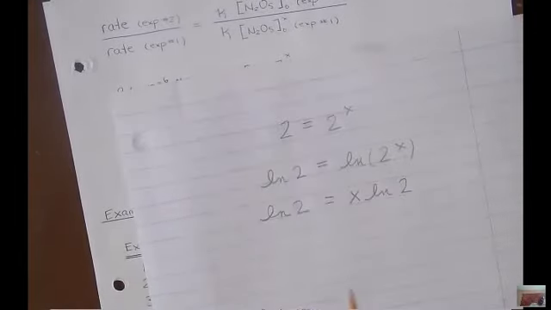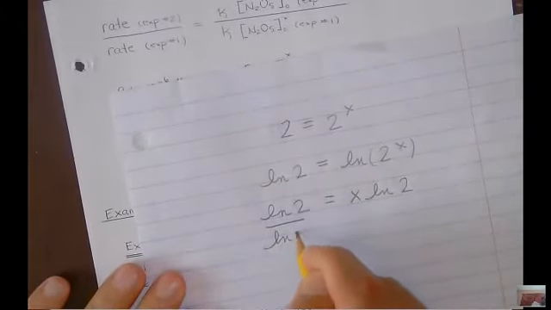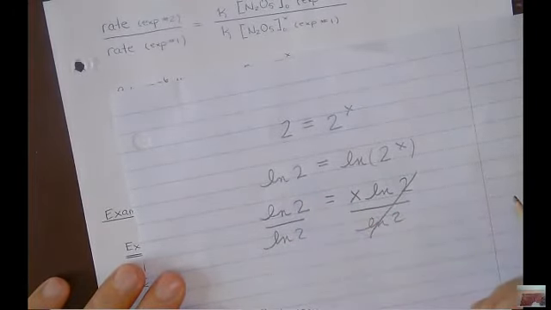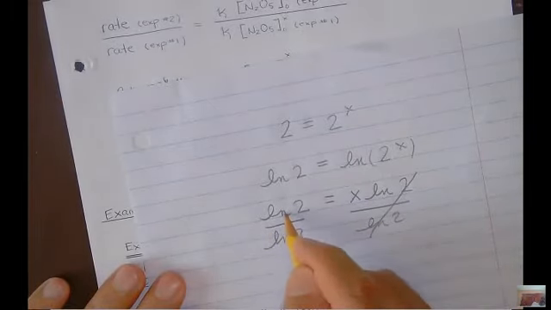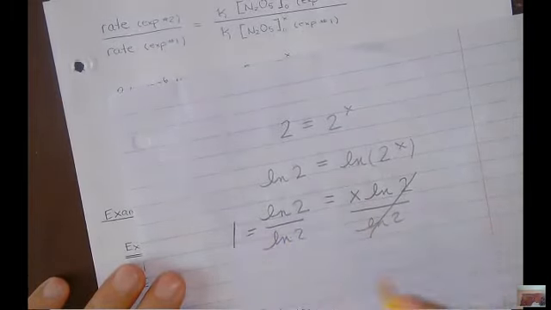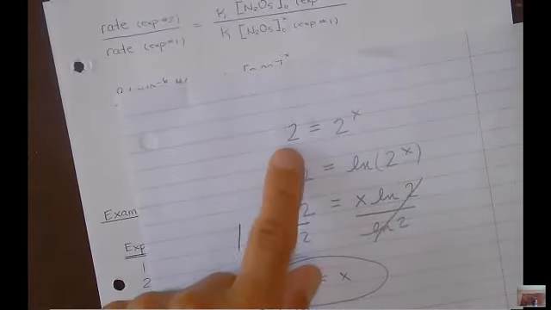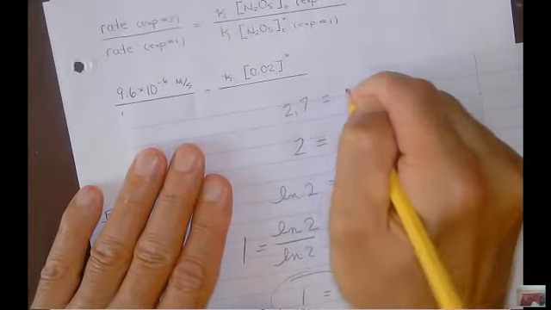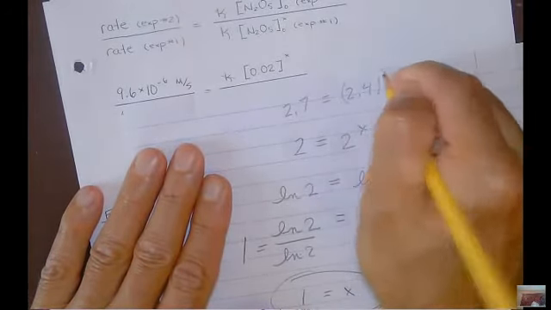Okay, well, how do you get x? Divide both sides by ln of 2. This cancels. And what's a number, the same thing divided by itself? Big fat 1, so x is equal to 1. Okay, so obviously you don't have to go through all that work. You would only go through that, let's say this was like 2.7 and this was like 2.4. So it wasn't experimentally perfect and you wanted to see what you get for x.